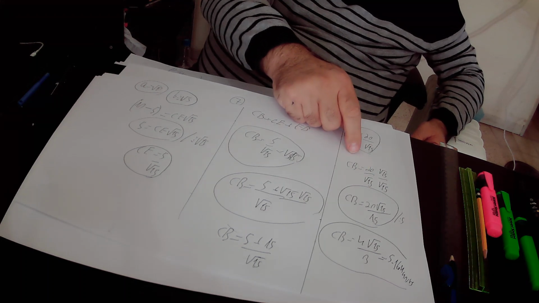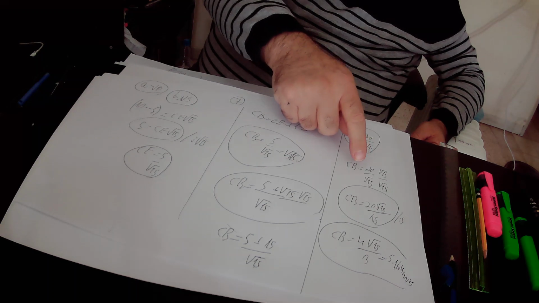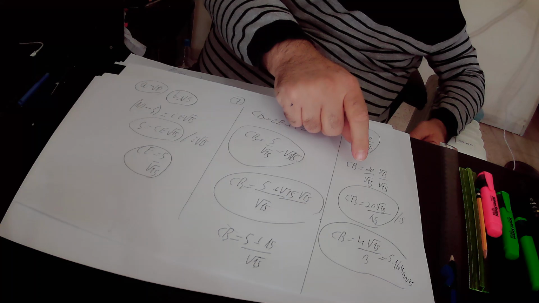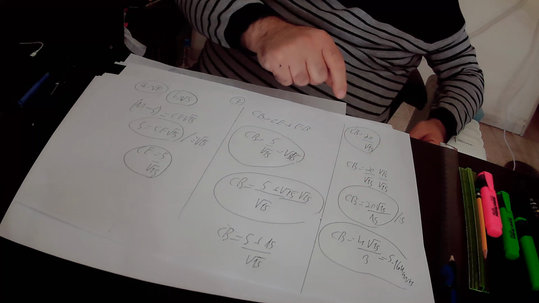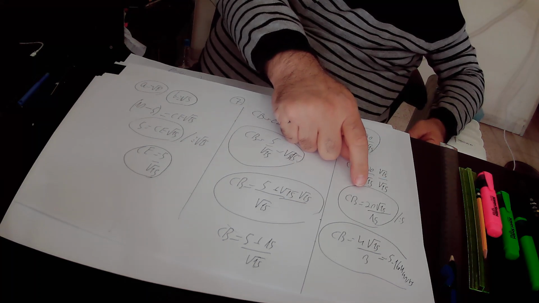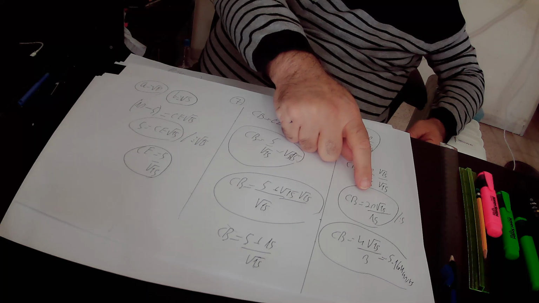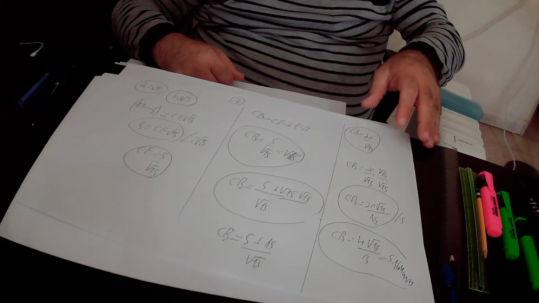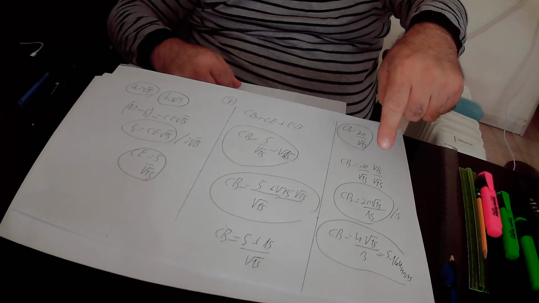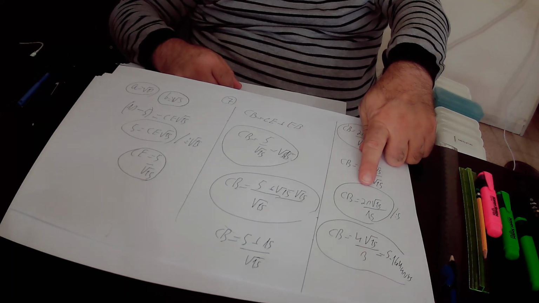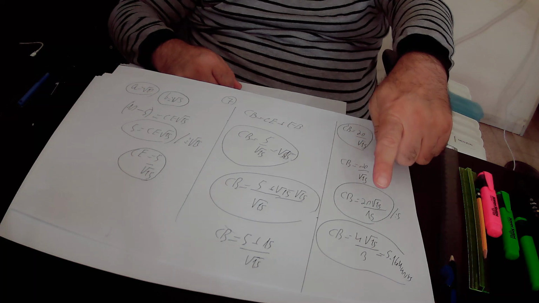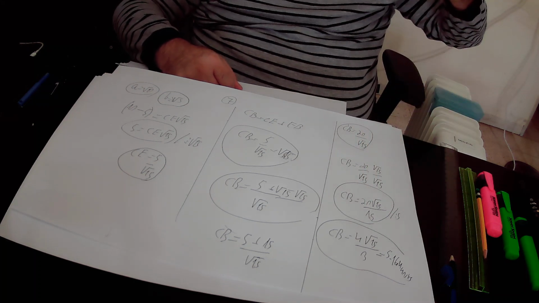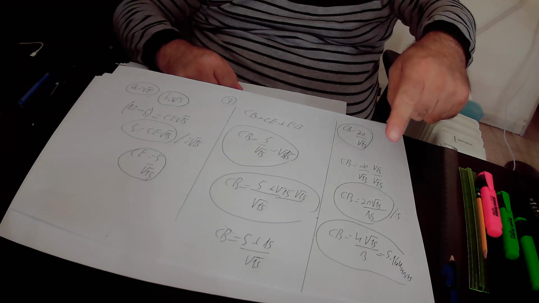So we got that CB equals 20 times square root of 15, and in the denominator we have square root of 15 times square root of 15, that is 15. Here we found that CB equals 20 times square root of 15 over 15. Here we divided both the numerator and the denominator by 5. So 20 over 5 is 4. So in the numerator we have 4 times square root of 15. In the denominator we have 15 over 5, that is 3.